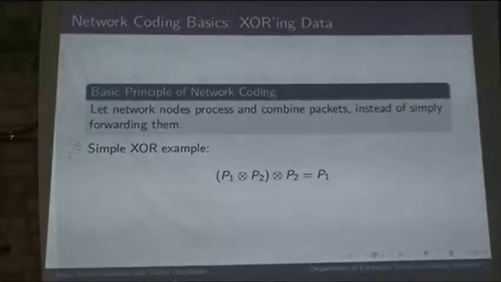Just to describe the basic principle behind network coding, in a wireless network, instead of having the nodes simply forward packets, we allow them to combine packets and actually process them. So the simplest explanation that we can do is that if a node receives the XOR of two packets, packet 1 and 2, and it already knows the content of packet 2, it can extract packet 1 from these two packets. And we can of course switch packet 1 and 2 to extract the other.